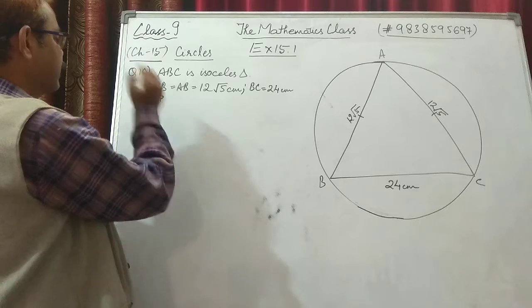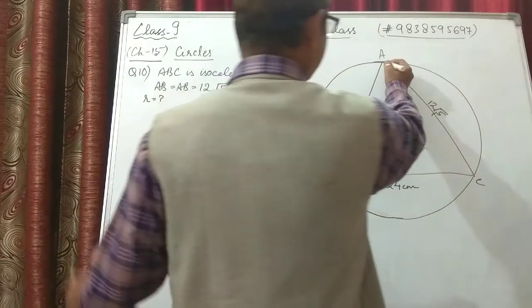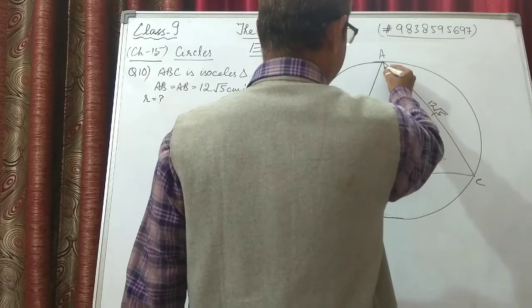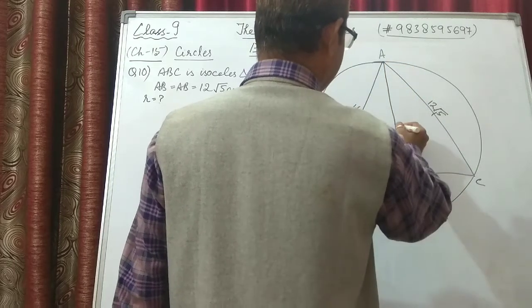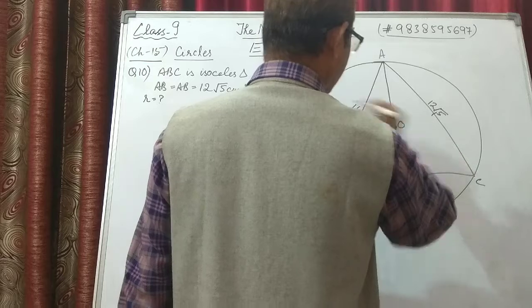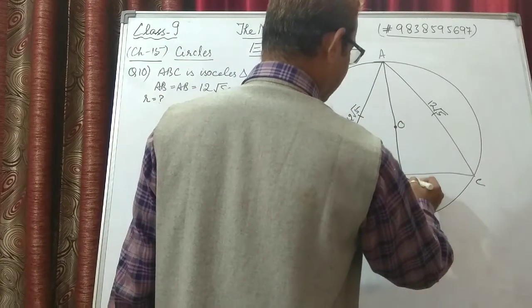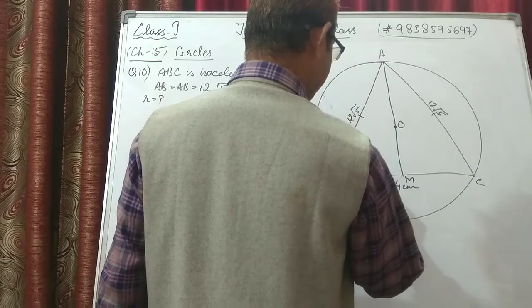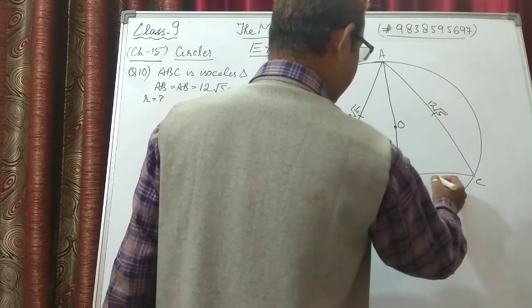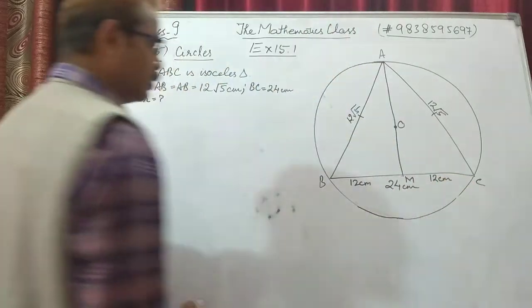In this also we have to find the radius. So what we do, from point A we draw a perpendicular on BC, which passes through the center of the circle. Let this be the center of the circle O, and let this point be M. So BM and MC will be equal. BM will be 12 centimeters and MC will also be 12 centimeters.